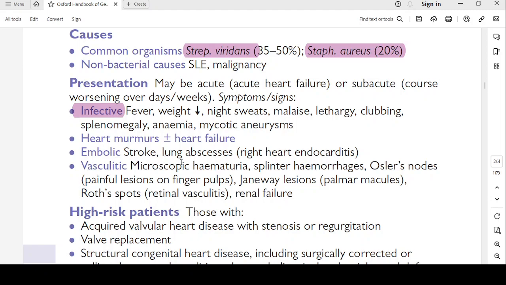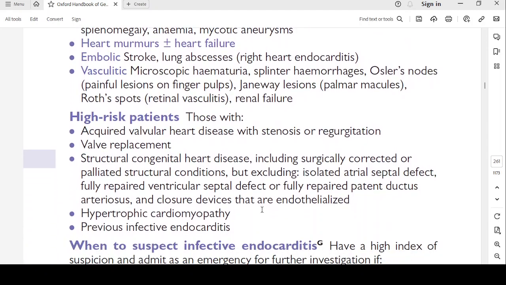vasculitic: microscopic hematuria, splinter hemorrhages, Osler nodes, painful lesions on the finger pulps, Janeway lesions, palmar macules, Roth spots, retinal vasculitis, renal failure. High risk patients are those with acquired valvular heart disease with stenosis or regurgitation, valve replacement, structural congenital heart disease including surgically corrected or palliated structural conditions, but excluding isolated atrial septal defect or fully repaired ventricular septal defect or fully repaired patent ductus arteriosus and closure devices that are endothelialized.